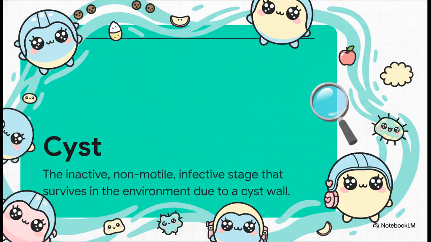And then you have the cyst. This is the parasite in stealth mode. It's like a tiny, tough survival pod. It's dormant, it's got this protective wall, and it can survive out in the world just waiting to infect a new person. This is exactly how the parasite spreads.